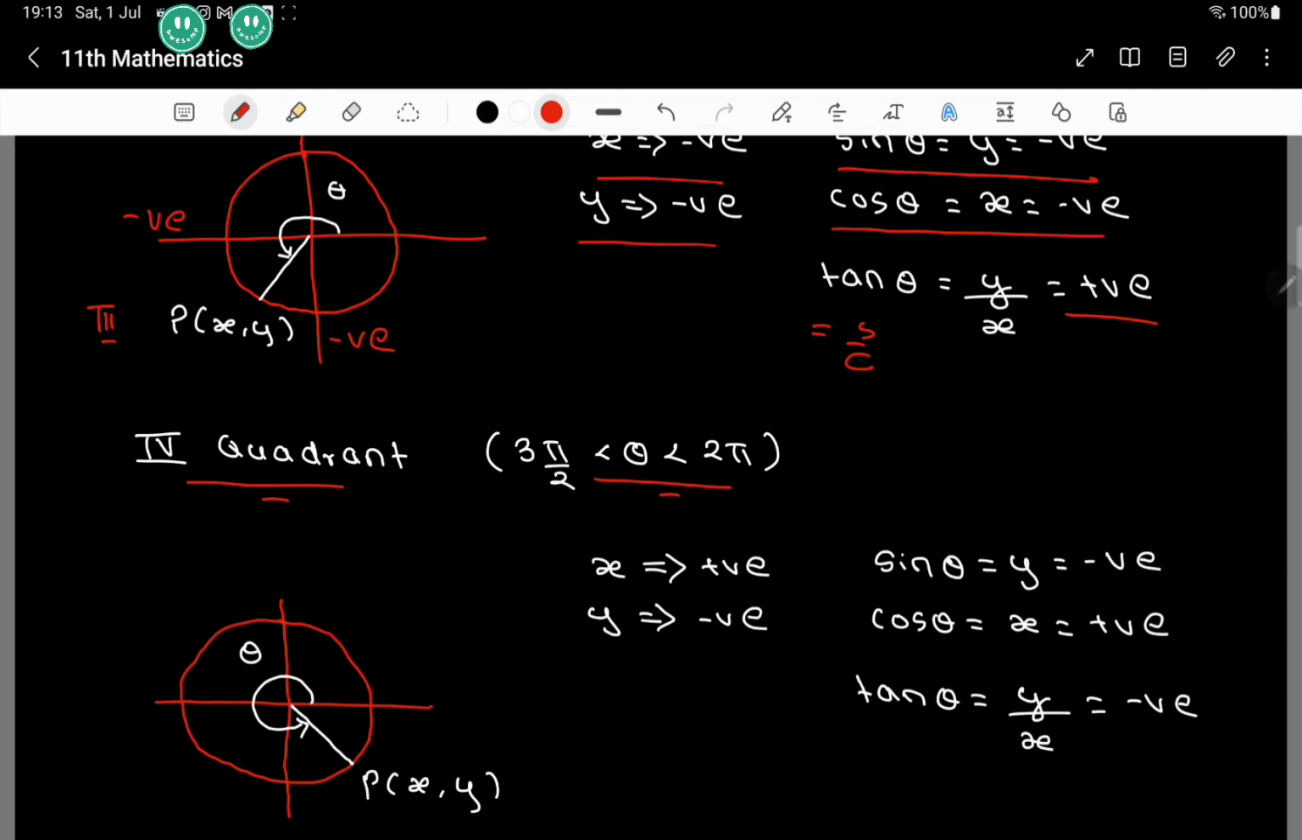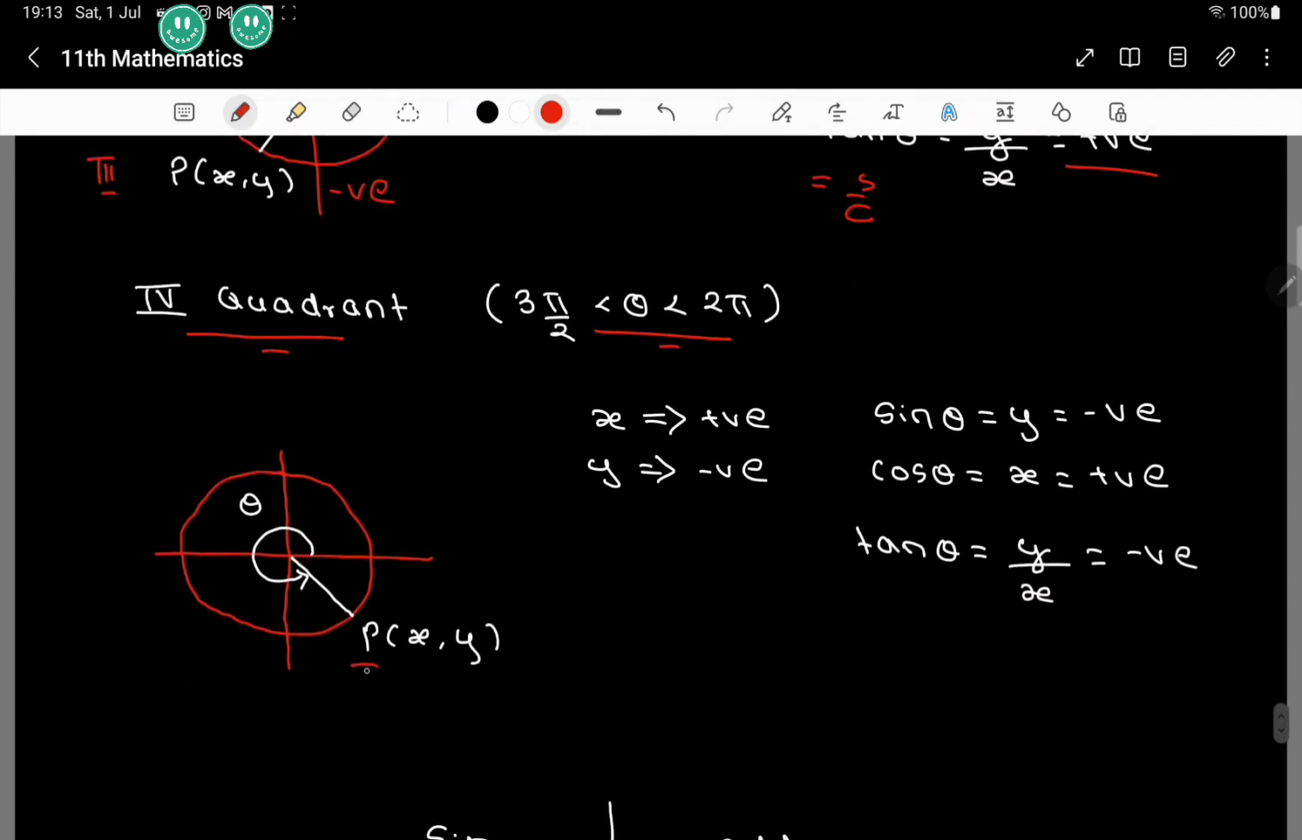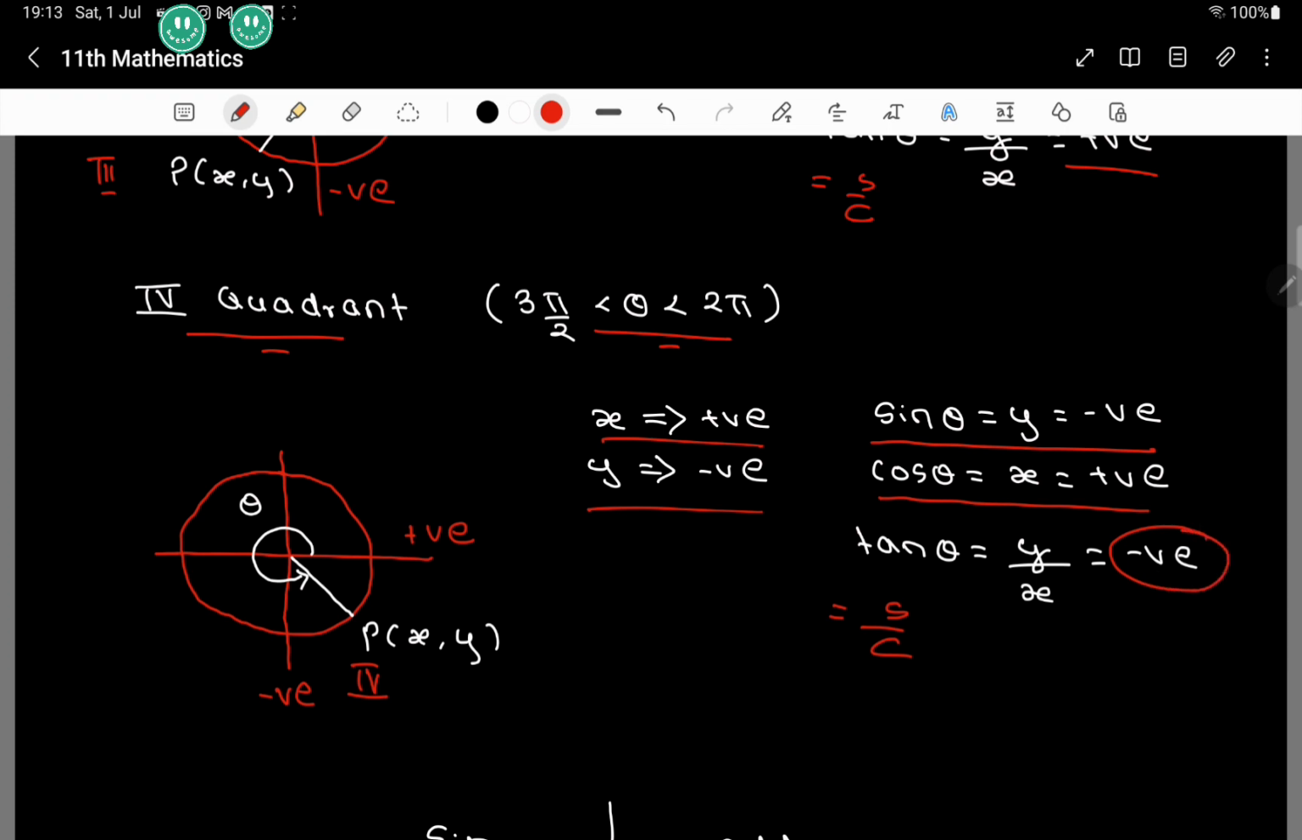In the fourth quadrant, theta lies between 270 degrees and 360 degrees, which is this quadrant. From here we can clearly see that x is positive and y is negative in the fourth quadrant. Therefore sine theta is negative but cos theta is positive, and tan theta, which is sine upon cos, is again negative. So in the fourth quadrant, we have sine theta negative, tan theta negative, and cos positive.